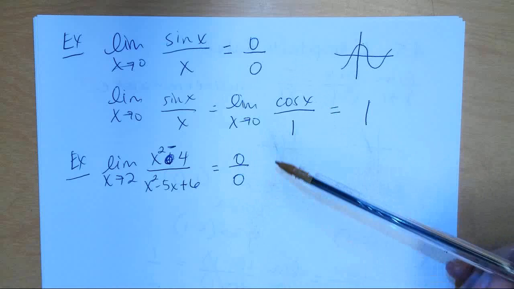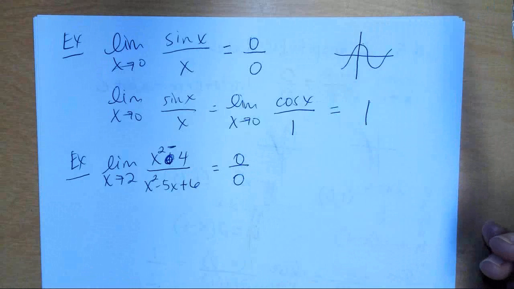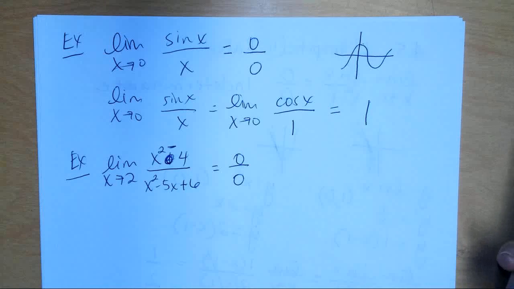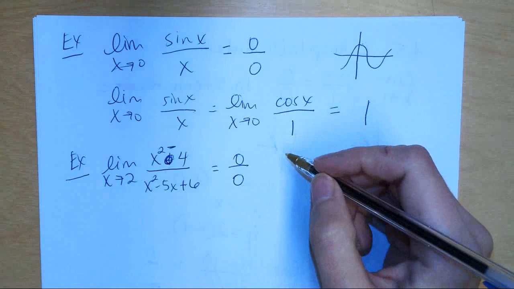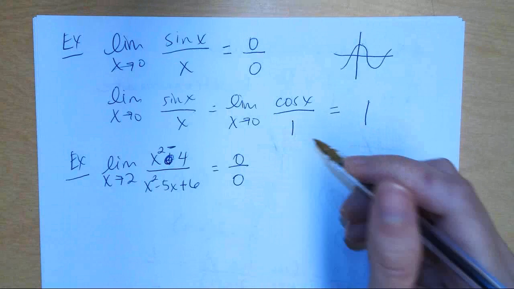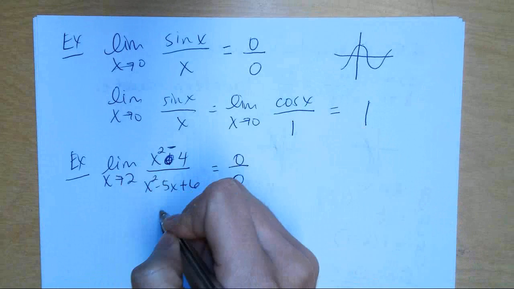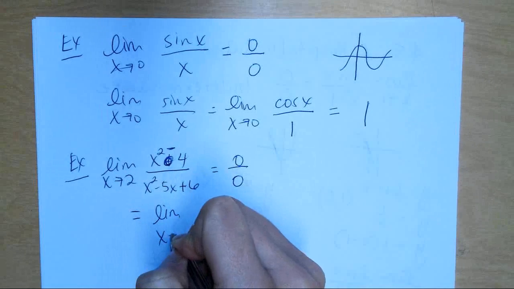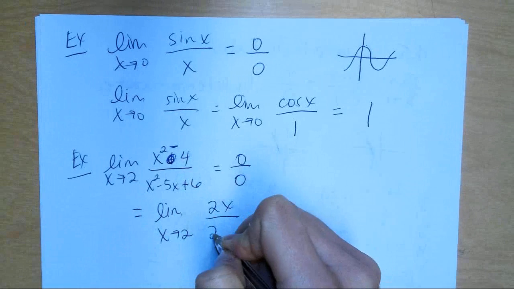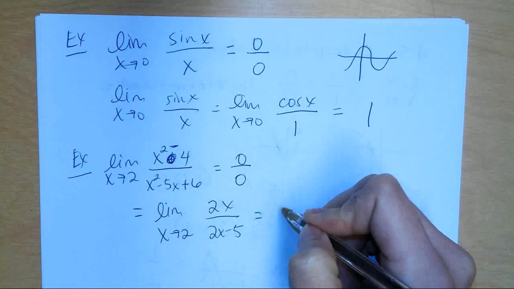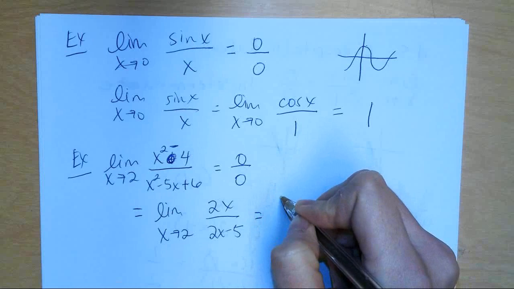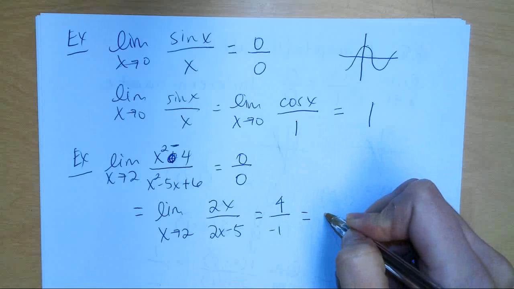Yes. In the past, when we got 0 over 0, we always algebraically manipulated, which usually meant factor. Sometimes it meant multiplying by the conjugate or something like that. So, we don't have to do that anymore, which would be really nice for the ones that have square roots and stuff. But anyway, we know that the limit of this is going to be equal to the limit as x approaches 2 of 2x over 2x minus 5, which is over -1, which is -4.